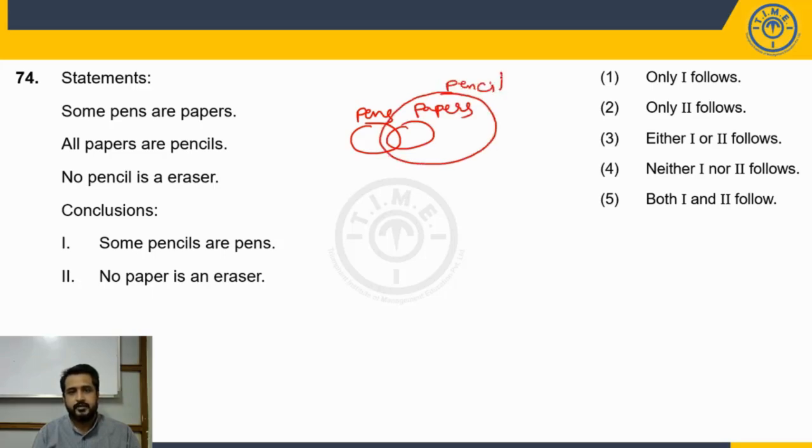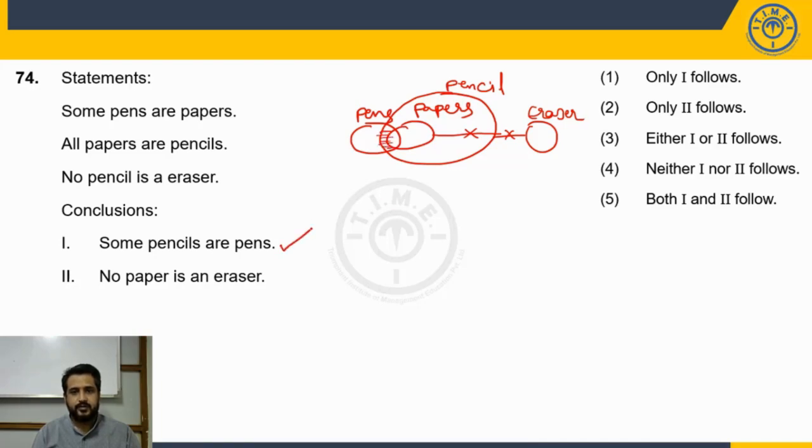And next, no pencil is an eraser. Between pencil and eraser there should not be any relation. As papers are inside the pencil, between paper and eraser also there should not be any relation. Now let's answer the questions. Some pencils are pens. Is it true? Yes, this part of the pencils are pens.